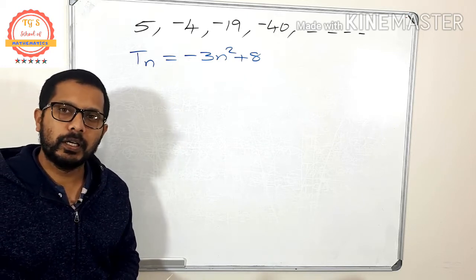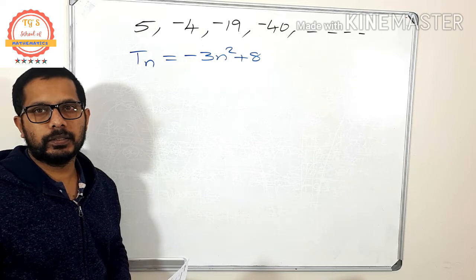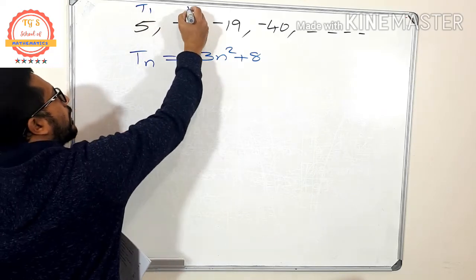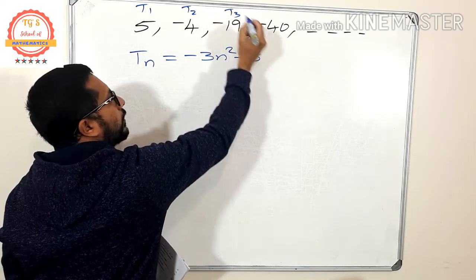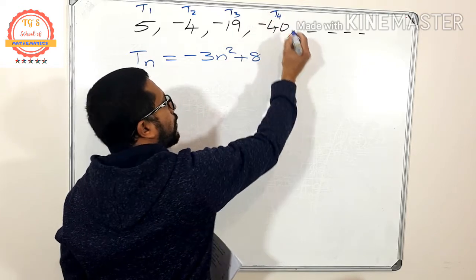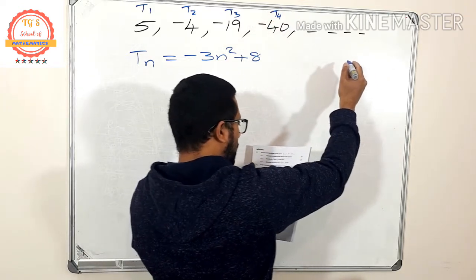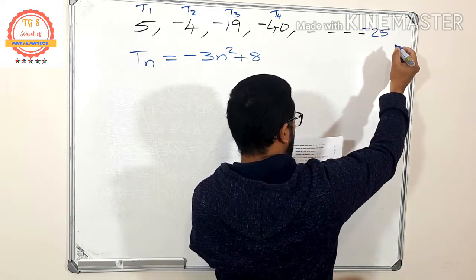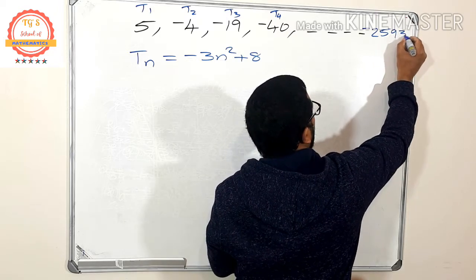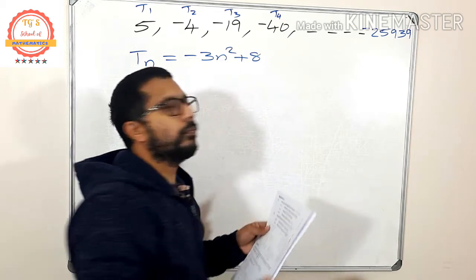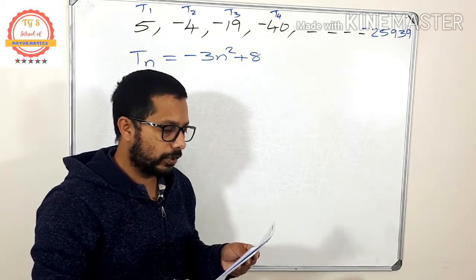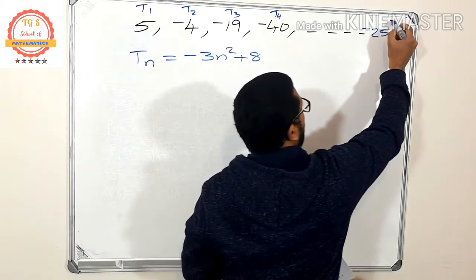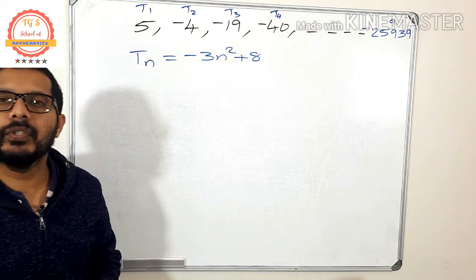What you have to find there? Which term of the pattern? That means this is the first term, T1. This is the second term. This is the third term. This one is the fourth term. So when it is continuing like this, there is a term. Look at the question. There is a term somewhere at the end, minus 25,939, and you have to find which term is that one.